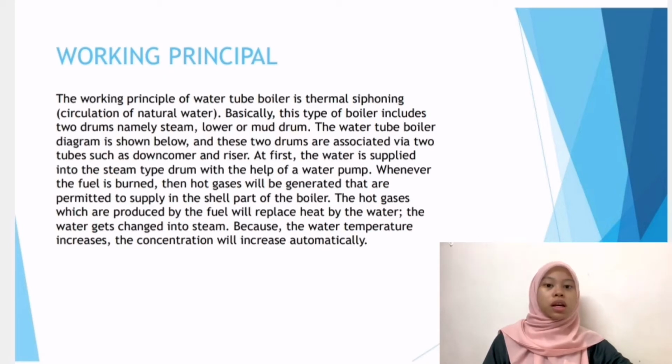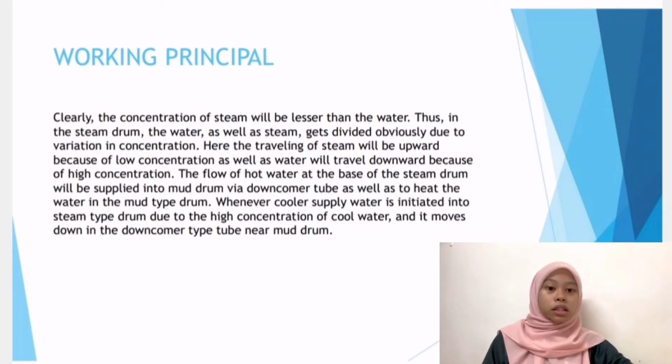At first, the water is supplied into the steam drum with the help of a water pump. Whenever the fuel is burned, hot gases are generated that are permitted to flow into the shell part of the boiler. The hot gases produced by the fuel will replace that by the water. The water changes into steam because the water temperature increases. The density will change automatically. Clearly, the density of steam will be lesser than that of water.